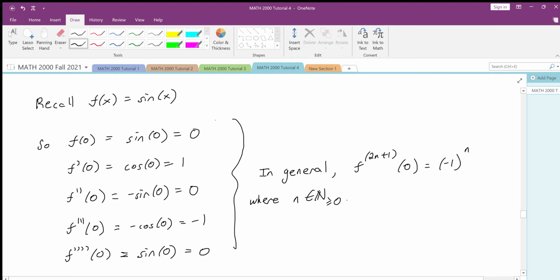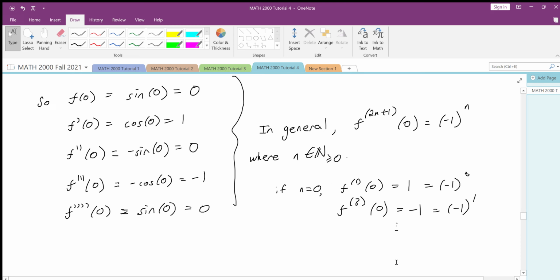And what I mean by that is, if n is equal to 0, then the first derivative at 0 is equal to 1, and that matches with minus 1 to the power 0. The third derivative, that's n equals 1. That's minus 1, that matches with minus 1 to the power 1. That's just true in general. So that's just an aside.